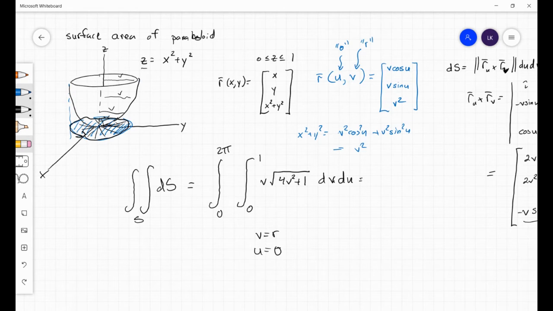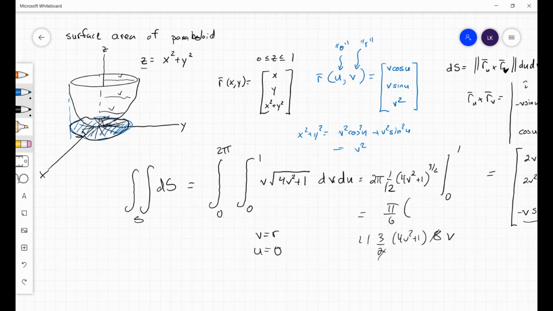That's a doable integral, so that should be 2 pi when you integrate with respect to u, and then when you integrate with respect to v, you're going to get (4v squared plus 1) to the 3/2 power times 1/12. This v goes from 0 to 1. So you get 5 to the power 3/2 minus 1. So pi over 6 times some constant.